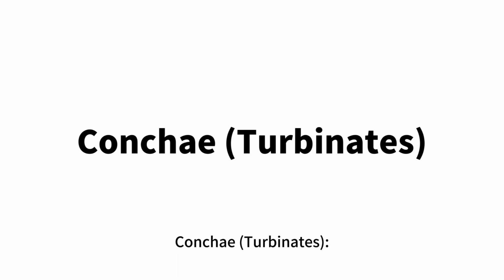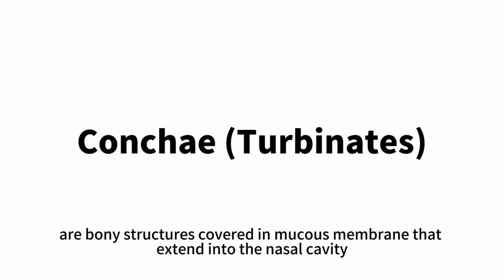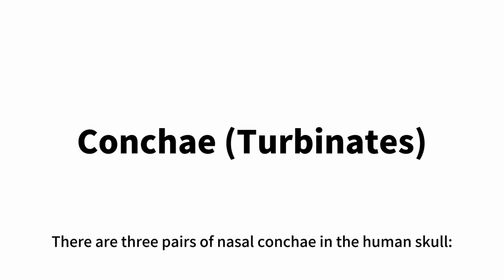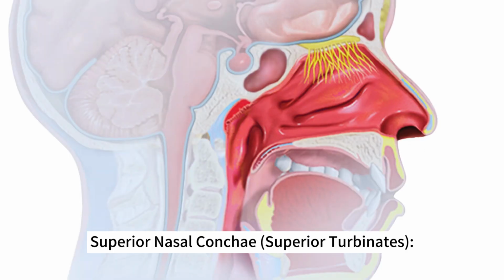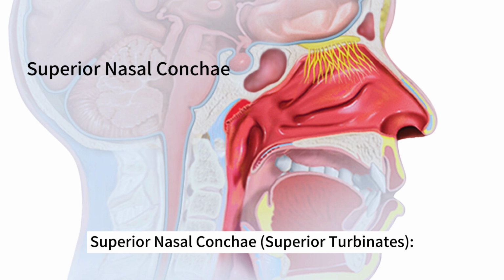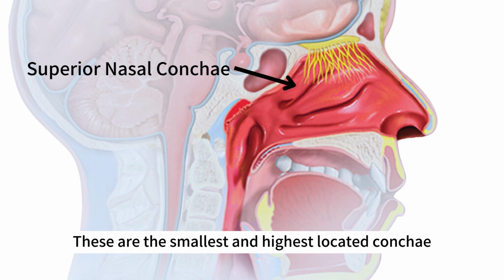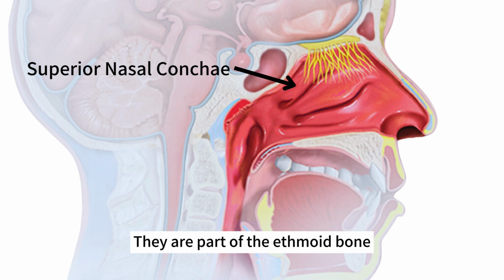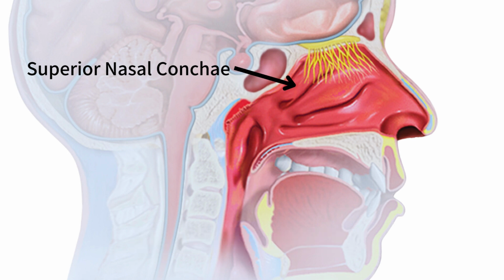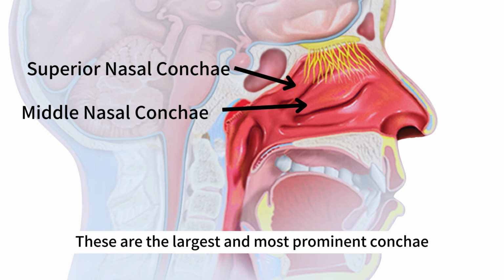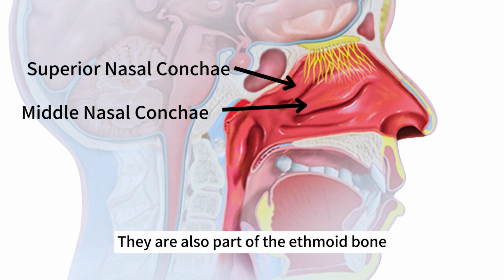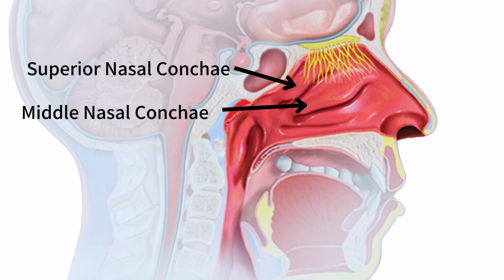Conchae, turbinates. The nasal conchae, or turbinates, are bony structures covered in mucous membrane that extend into the nasal cavity. There are three pairs of nasal conchae in the human skull. Superior nasal conchae, superior turbinates: these are the smallest and highest located conchae. They are part of the ethmoid bone. Middle nasal conchae, middle turbinates: these are the largest and most prominent conchae. They are also part of the ethmoid bone.